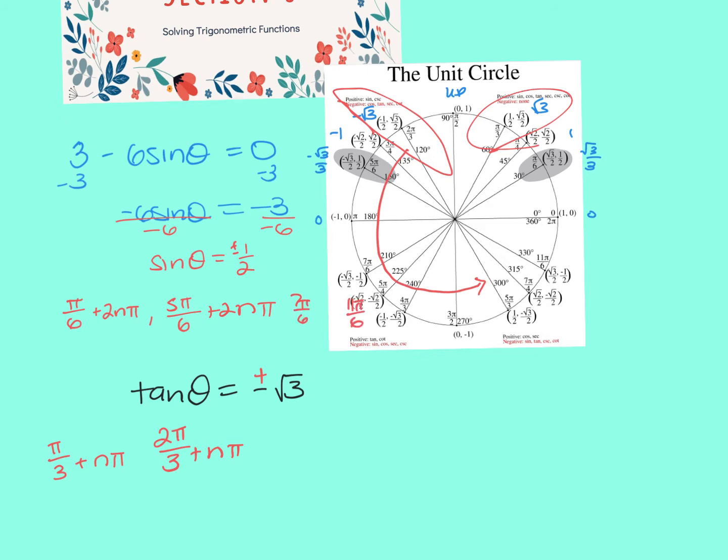I was going to say, what if you chose the 7 pi over 6 and the 11 pi over 6 instead of the pi over 6 and the 5 pi over 6? So those are the negative 1/2. Yeah. I added them because I changed it to plus or minus, but if it had just said plus, you couldn't do it.